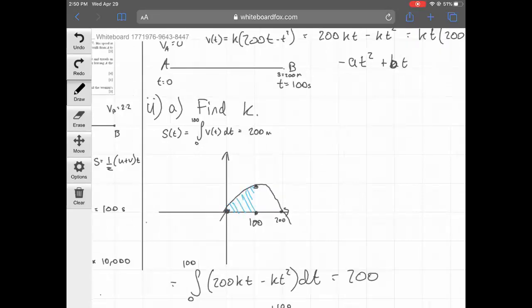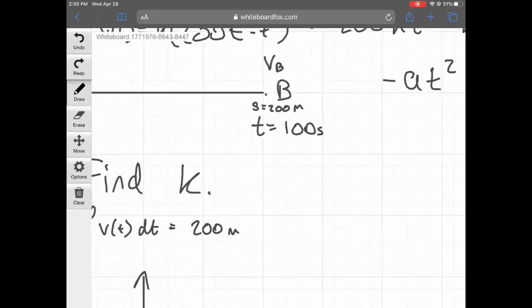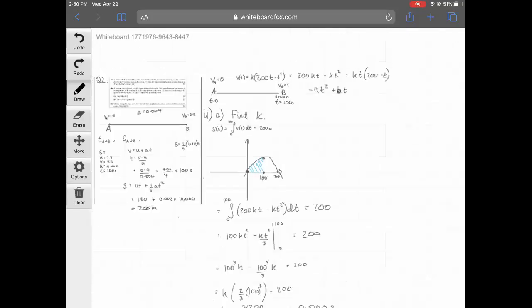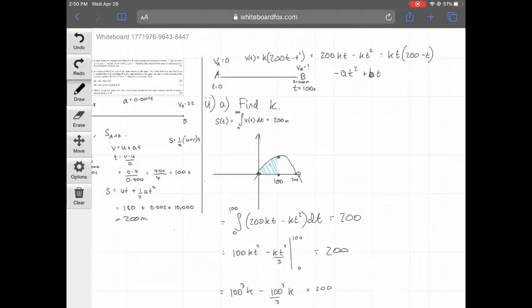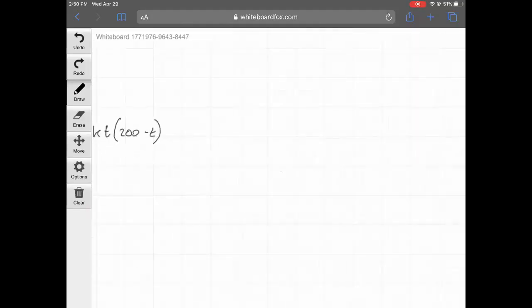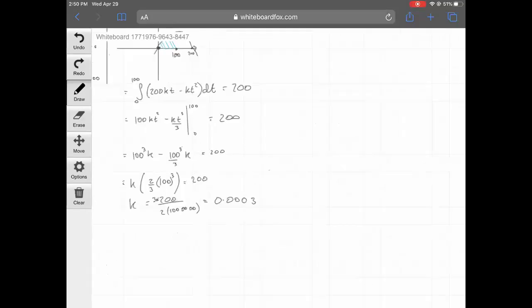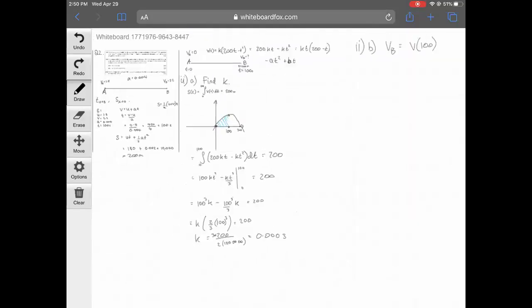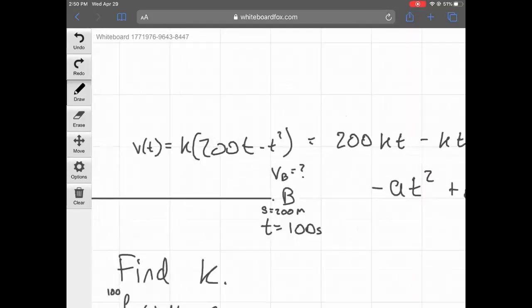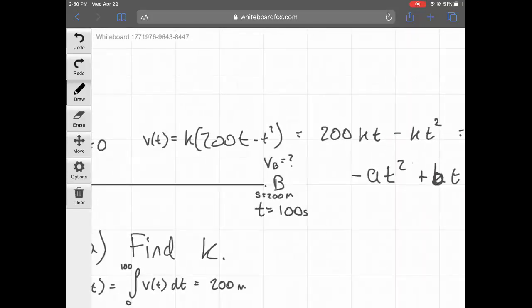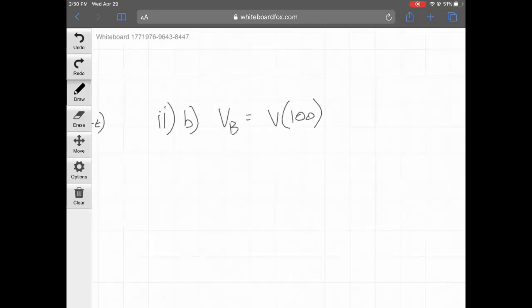So we need to find v of B. Okay, this is part 2B. V of B. So this is the velocity when the time is equal to 100. And now I know what my velocity function is because I know what k is. And this is v in terms of k. I can now just plug in k to get an exact function for v.